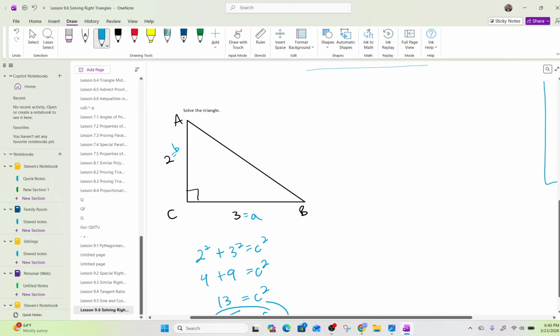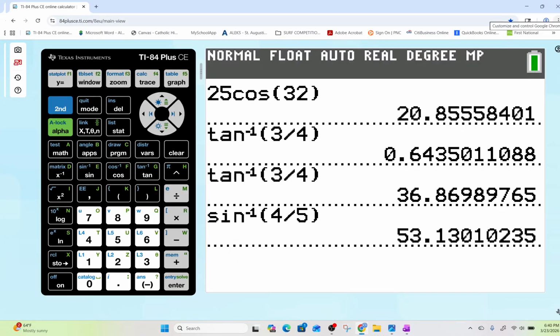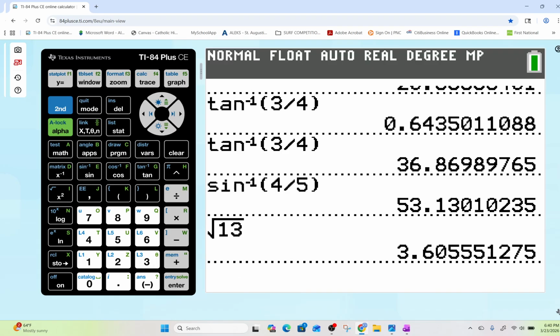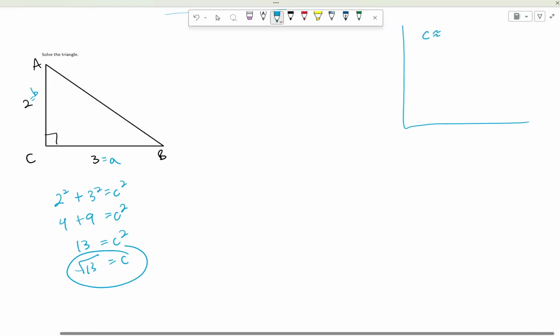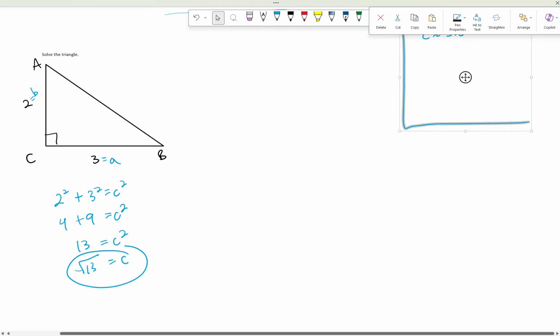Putting it into my graphing calculator. Second square root, 13, and that's going to be about 3.6. And remember, we're going to round our sides to the nearest tenth, okay? So 3.6. Now, we need to figure out what are my other angles. So I need angle A.